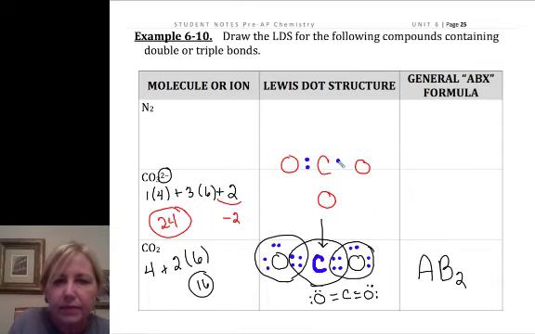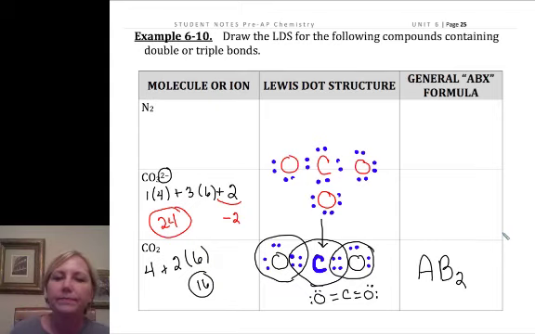Okay, make your bonds. Bam, bam, bam. I've used 6. Satisfy your central. I've used 8, 10, 12. Do the 2 for you, 2 for me: 14, 16, 18, 20, 22, 24. All right. Now, this oxygen's okay and this oxygen's okay, but this oxygen's deficient. It only has the 6.